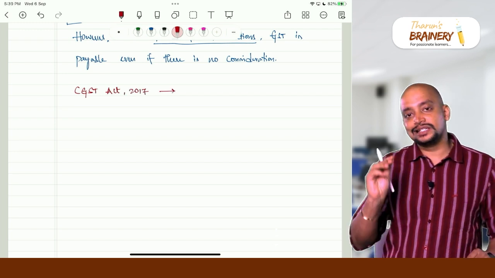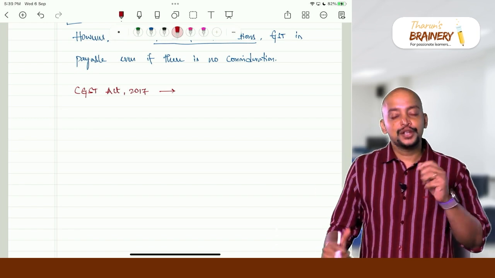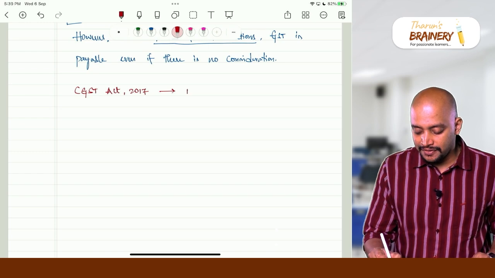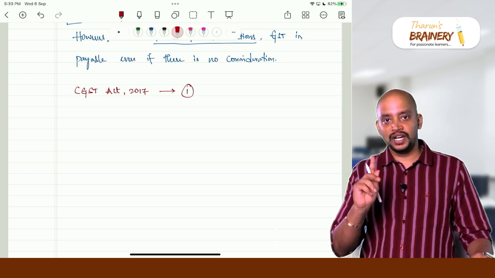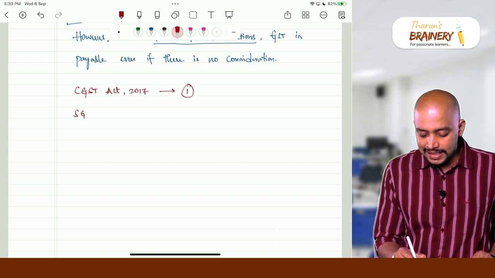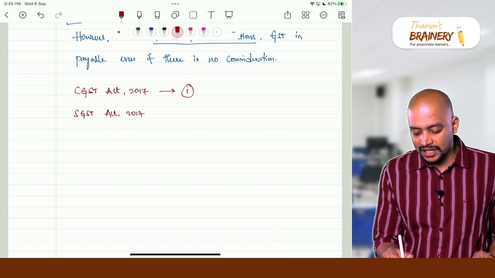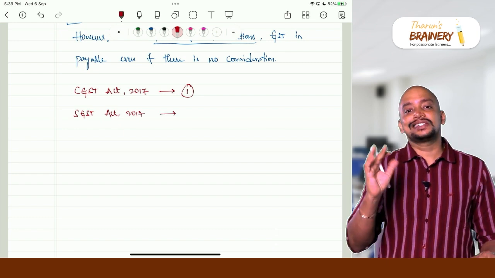How many CGST Acts do we have? How many central governments do we have? One. So how many CGST Acts? Only one CGST Act. Then next, SGST Act 2017. How many SGST Acts do we have?